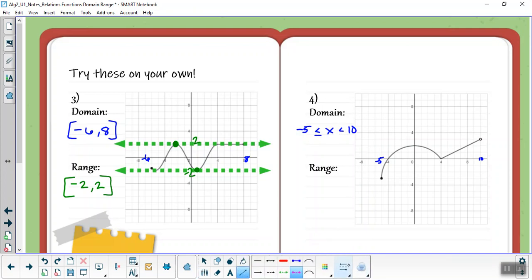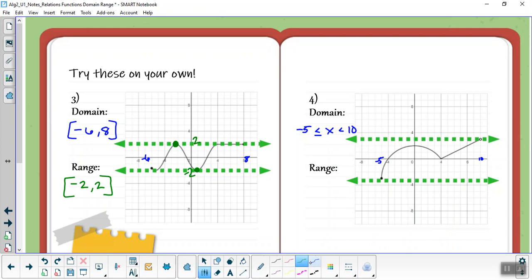Same with the range. I'm going to get my green lines, so we have those. So this is the farthest down the graph goes. This is the farthest up the graph goes. So the farthest down, the number looks to be -3. And the farthest up, 1, 2, is +3. So we would say -3 less than y less than +3.